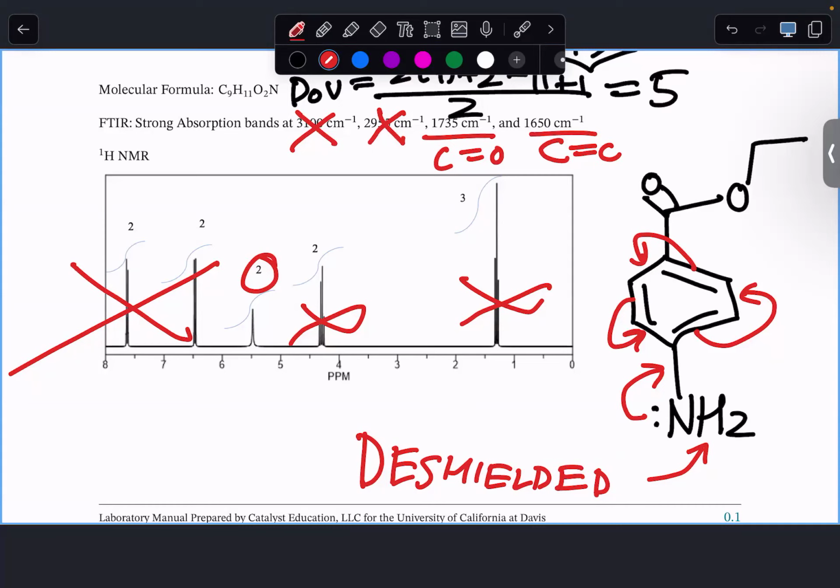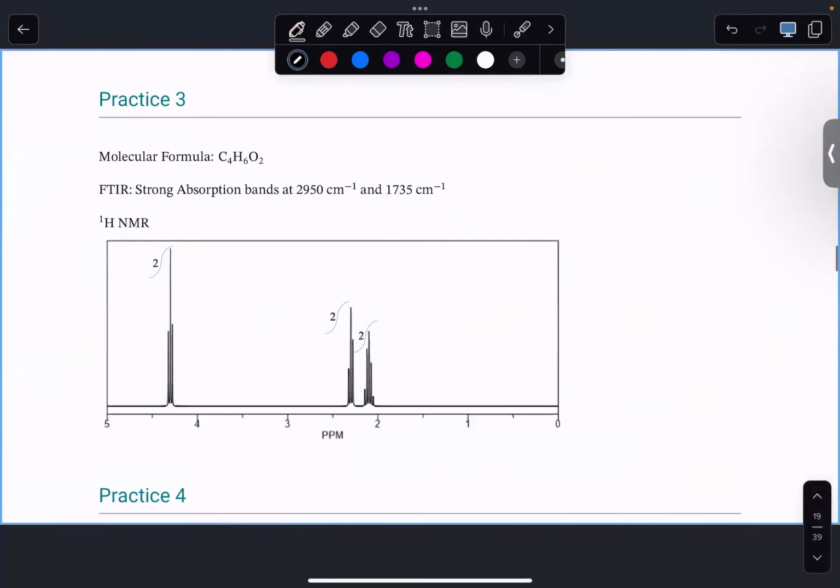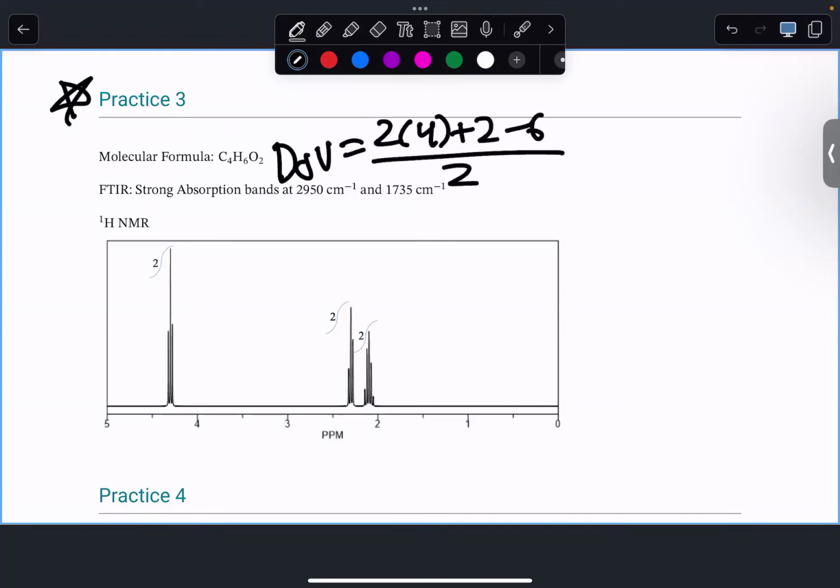Okay. So number 3 is the hardest one. This one here is the hardest one. Okay. Let's do the DOU. 2 times 4 plus 2 minus 6 all over 2. That is 8 plus 2, 10, 10 minus 6, 4, 4 divided by 2, 2.